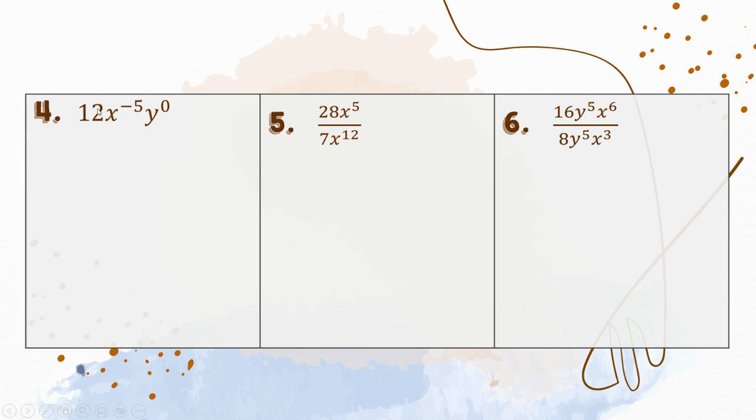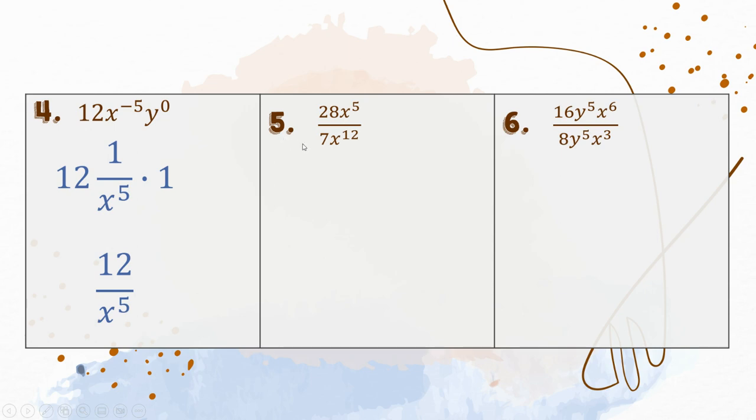When we take a look here, 12 has an exponent of an understood 1, so we wouldn't change anything about that. But x to the negative 5 would be equal to 1 over x to the 5th, and then y to the 0 power equals 1. So that gives us 12 over x to the 5th.